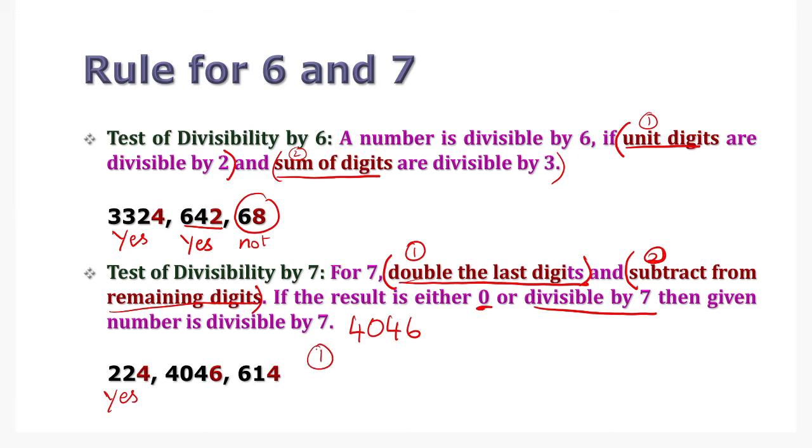As per our first step, we have to double the last digit, which is 6 into 2 equal to 12. And then our second step is we have to subtract it from the remaining digit. So 404 minus 12, which is equal to 392. And then our third step is that we have to check whether it's divisible by 7.